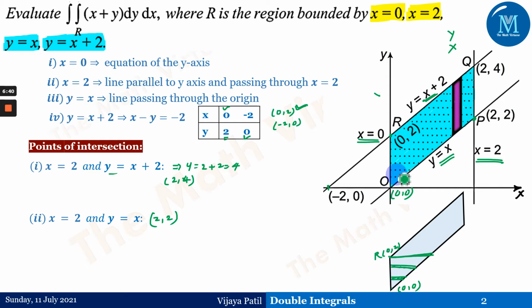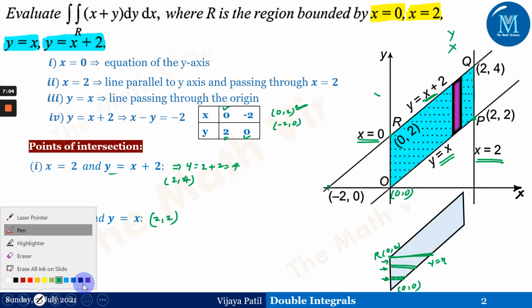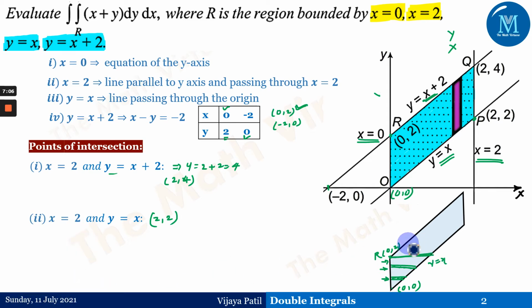Now if you observe here, for this strip parallel to the x-axis, this particular end is lying on this curve. What is this curve? This curve is x equals 0, and the other end is lying on another curve. What is this equation? It's the y equals x curve, right? But whenever it passes through this point R and goes upwards over here, at that time, what will happen?